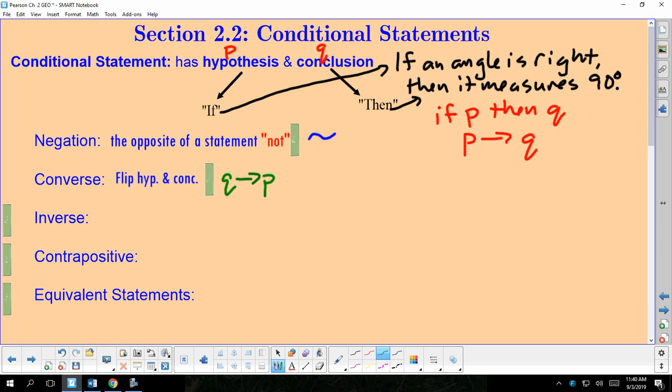So if I'm using this one up here, if an angle is right, then it measures 90 degrees, the converse would be: if an angle measures 90 degrees, then it is right. Notice how I just changed the hypothesis and conclusion around and made sure I wrote it in a way that makes sense.